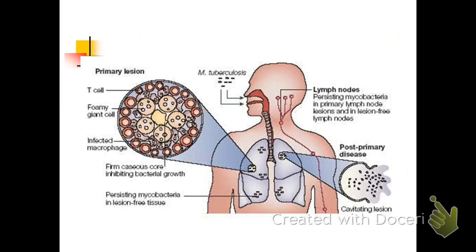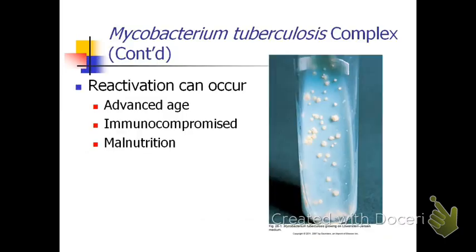So again, this illustration will show us the primary lesion of Mycobacterium tuberculosis. Now, an important illustration here is this one. This happens during the post-primary disease wherein the organisms were liberated from the cavitating lesion, and this could be the start of the extrapulmonary tuberculosis. Reactivation can occur for those who are of old age, immunocompromised, or not well-nourished individuals.